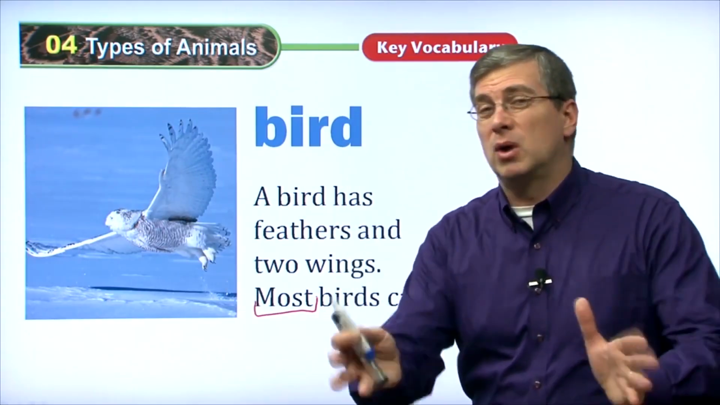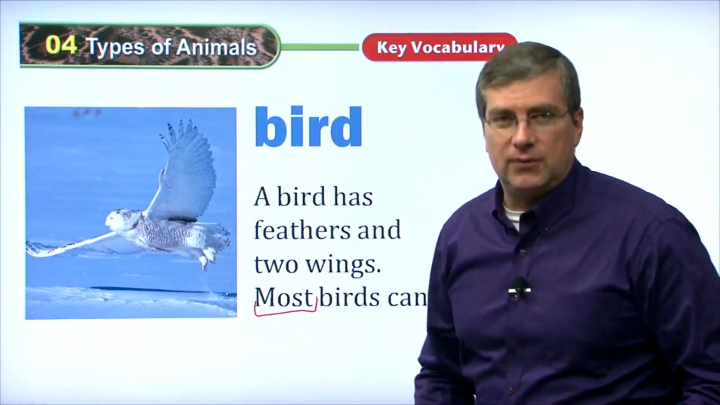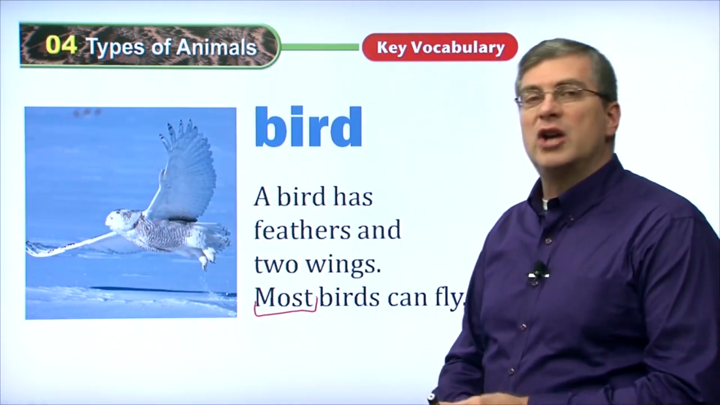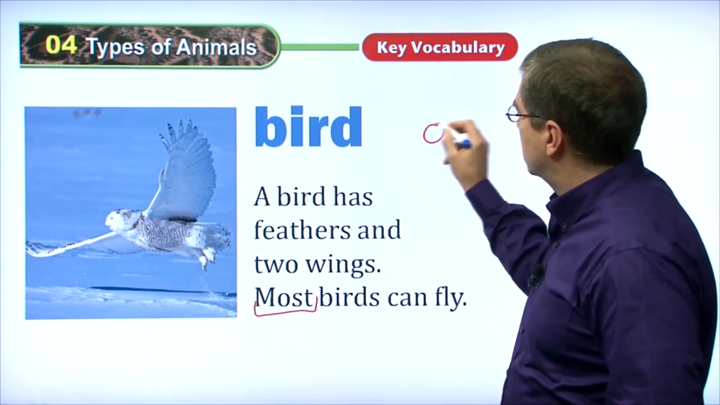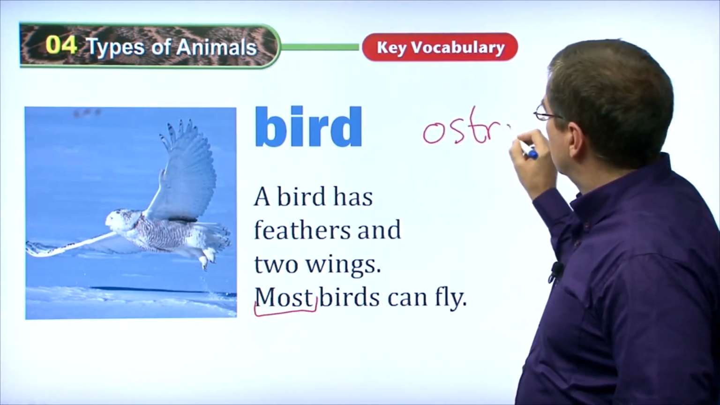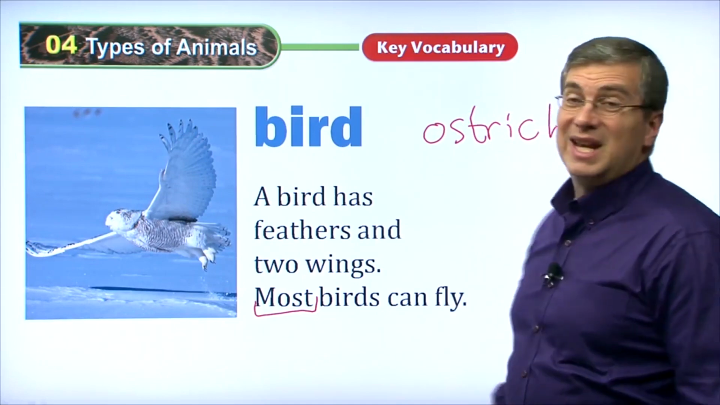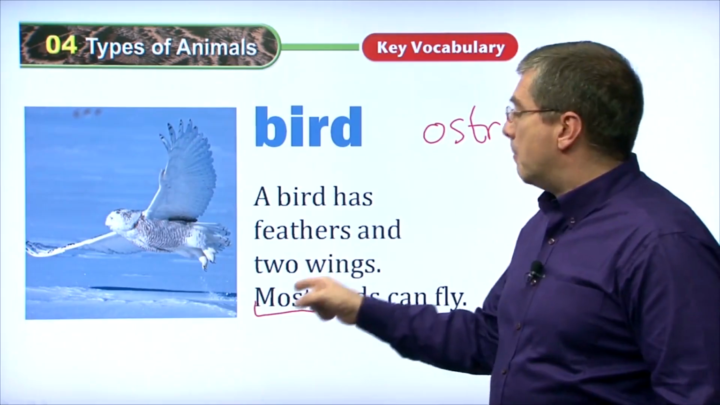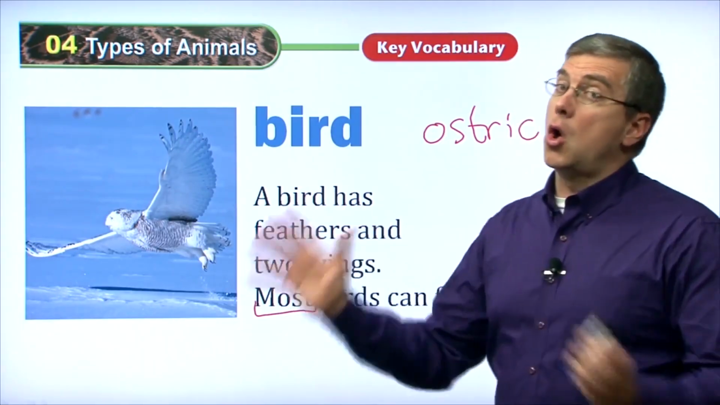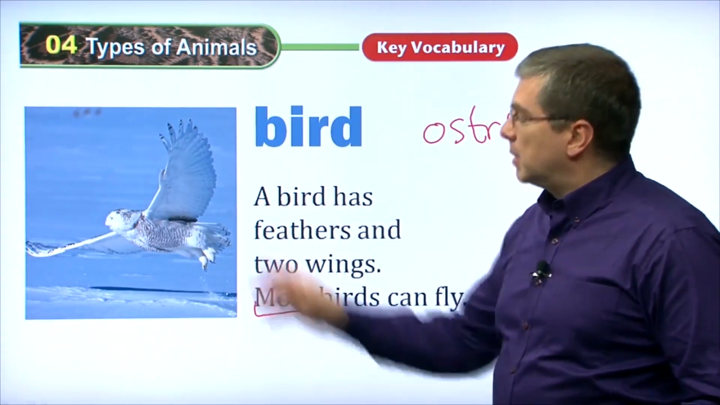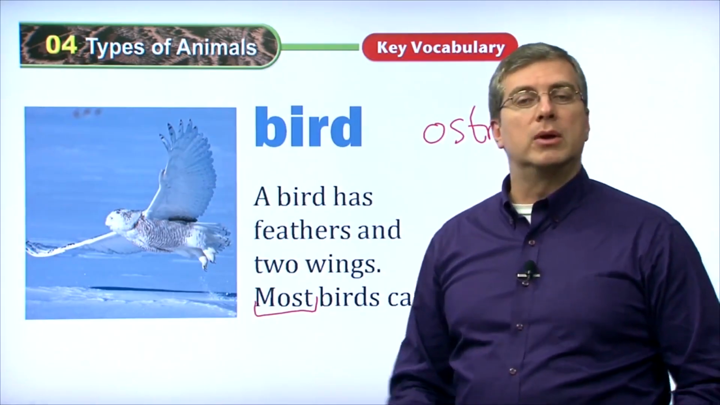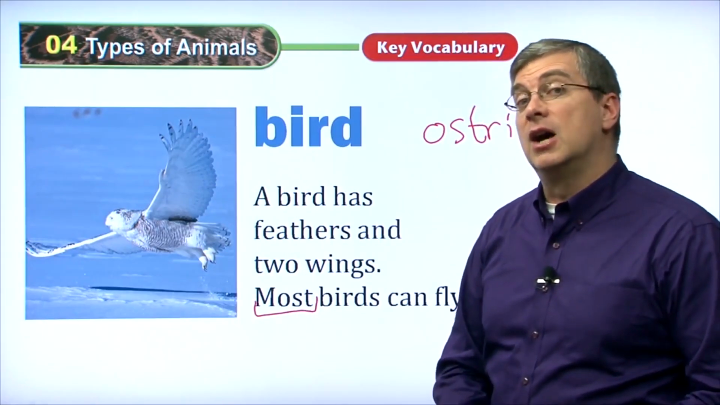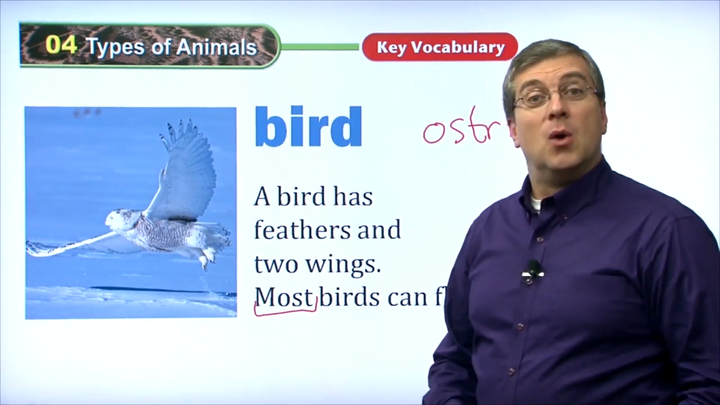But not all birds can fly. Think about Africa. There's a really big bird that can't fly. It's called an ostrich, right? An ostrich is a bird, but it can't fly. It can run, but it can't fly. So most birds can fly. Not all birds can fly. But all birds have feathers. All birds have wings. Okay? So those are the unique characteristics of birds. Okay. What's next?